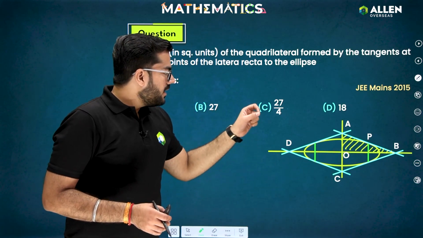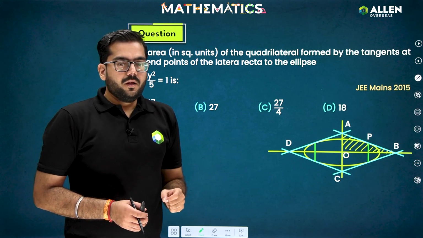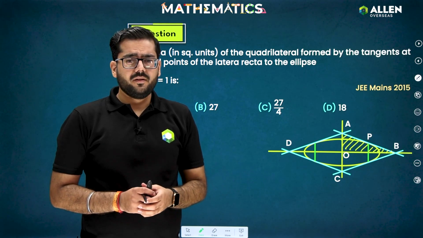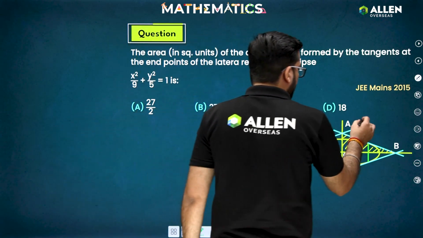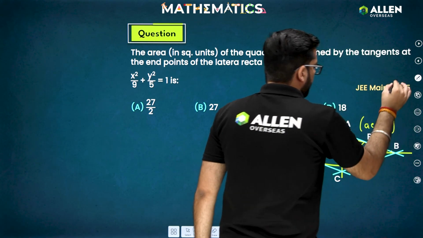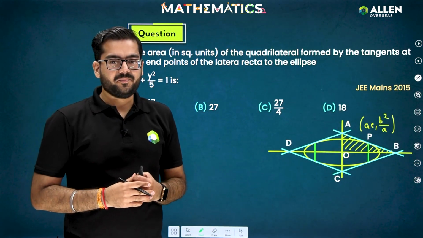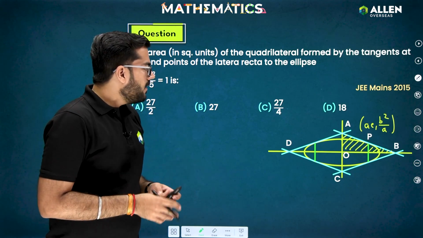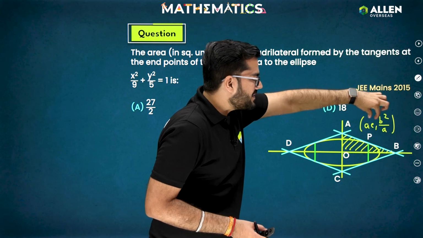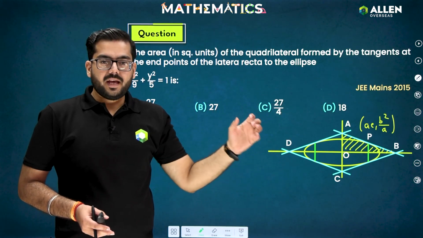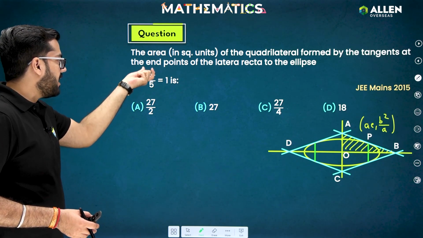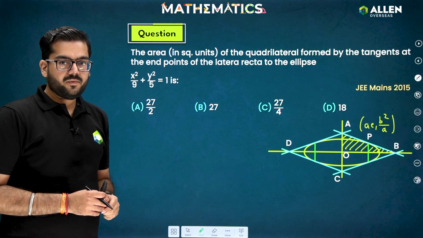So now, first of all, we should have an idea about the coordinates of P, and yes, we have the coordinates of P, that is what? (a, b square upon a), the end of the latus rectum, right? Now for this we should have an idea about a as well as b as well as e. No doubt we have a and b because we have the ellipse equation, that is x square upon 9 plus y square upon 5 is equal to 1, right?